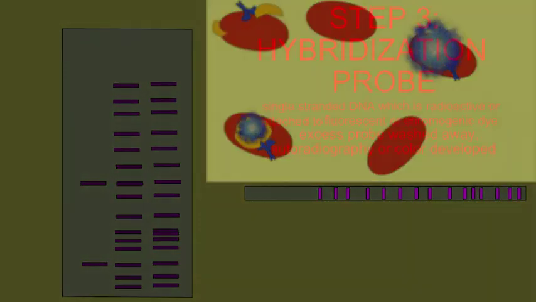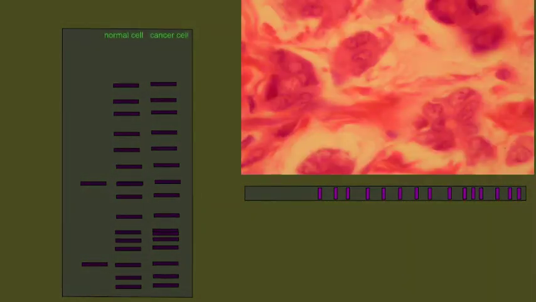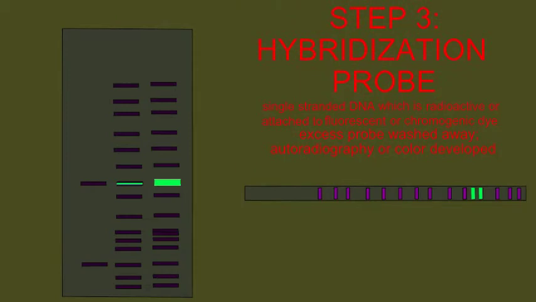Certain genes may be upregulated or downregulated in cancer. So when comparing a cancer cell to a normal cell, one might see a change in expression pattern.